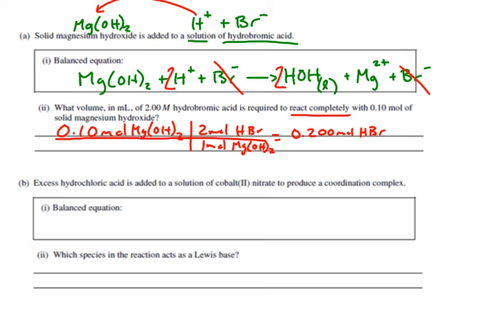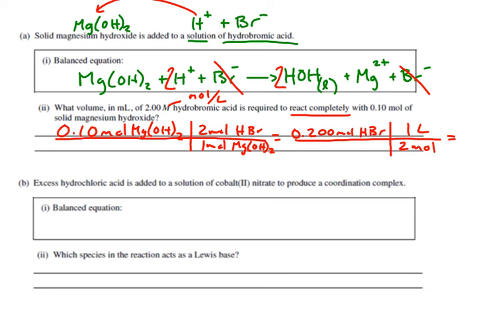And then here's the trick. It's saying what volume of a 2 molar. You have to let units help you out. You want volume, I'm in moles. I didn't look at the stats of this, but not many people probably got this right. I need to get to volume. So for every 2 moles of HBr, I have 1 liter of it. That's 2 molar, I just flipped it. And then you have to convert it to milliliters.